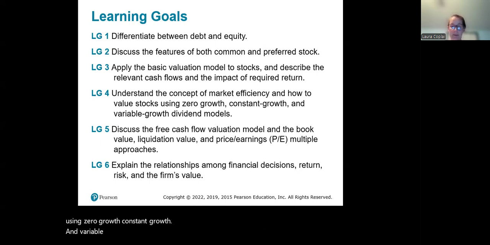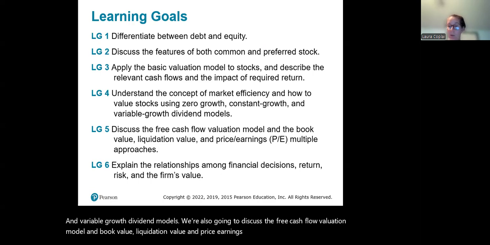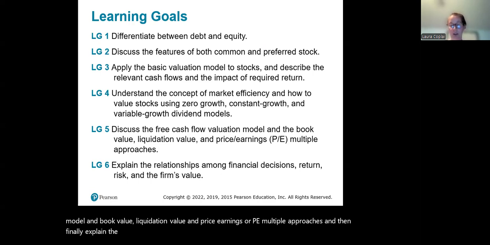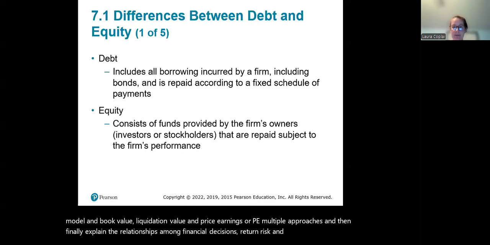growth dividend models. We're also going to discuss the free cash flow valuation model and book value, liquidation value, and price earnings or PE multiple approaches. And then finally, explain the relationships among financial decisions, return, risk, and the firm's value. So with that, differences between debt and equity.